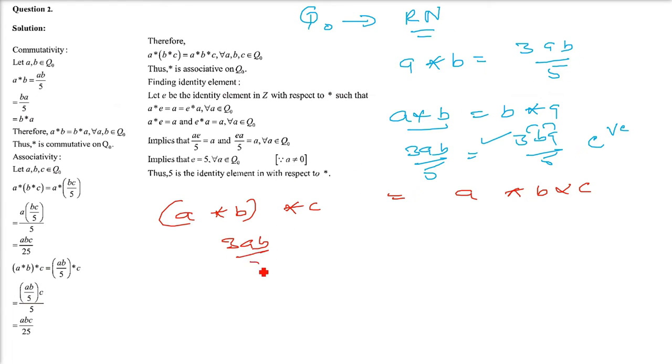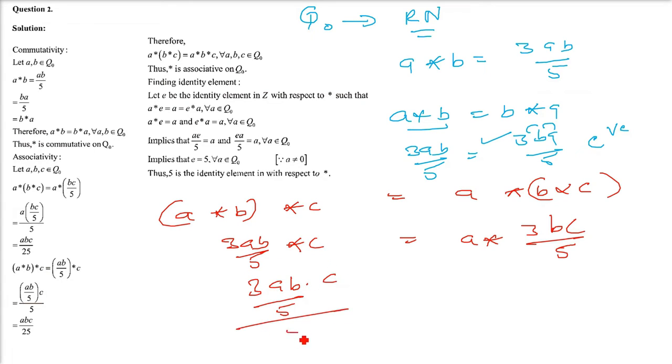Star C, let us do BC first. So BC, 3BC by 5. A is already there, but you get 3ABC by 5 by 5. Here also A, 3BC by 5 by 5. What do you get? 3ABC by 25. Here also you get 3ABC by 25. So this is 3ABC by 25, and this is 3ABC by 25.